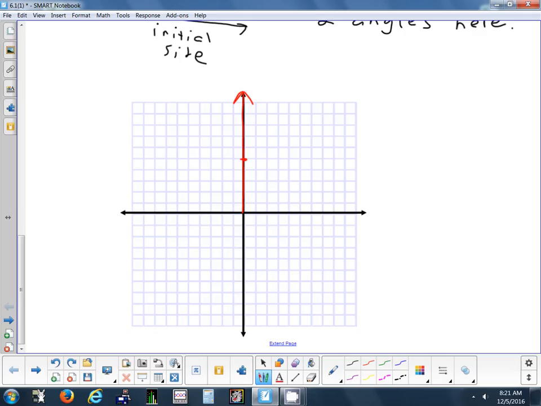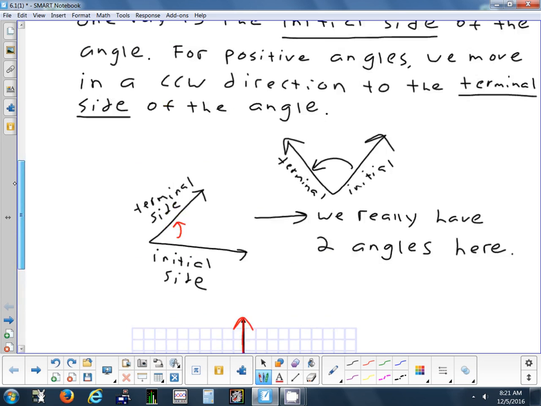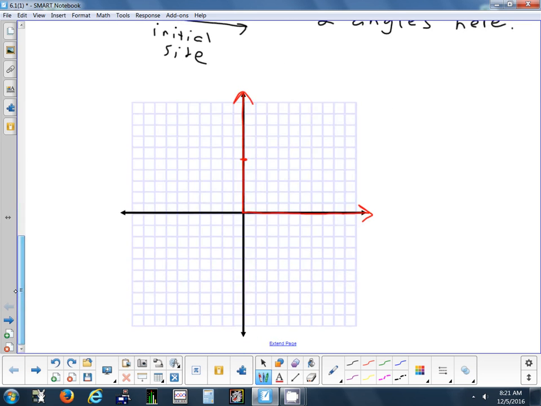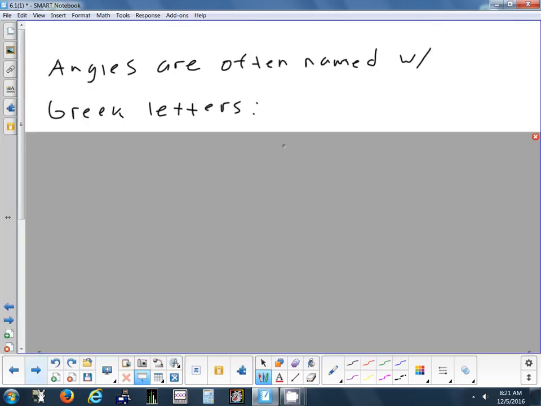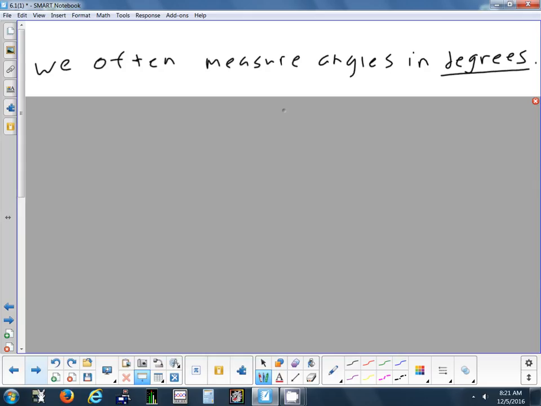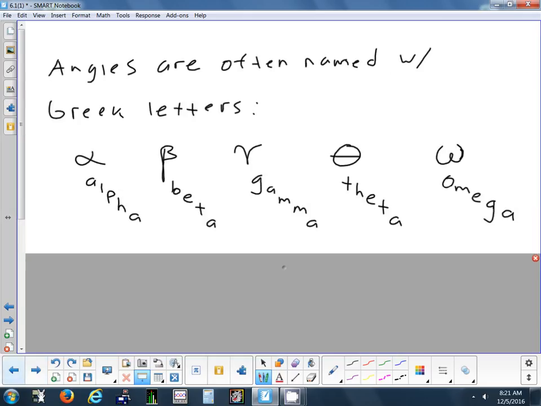Okay. Does anybody have a guess where you put the initial side if they don't tell you where to put it? Yeah, it's on the positive part of the x-axis. Okay, so if they don't tell you where to put it, that's where you put the initial side. I'm going to tell you that and write it out in a second. Okay. And if you do draw it just the way I explained to you with the initial side on the positive x-axis, there's a special name for that. And we'll get to that in a second.